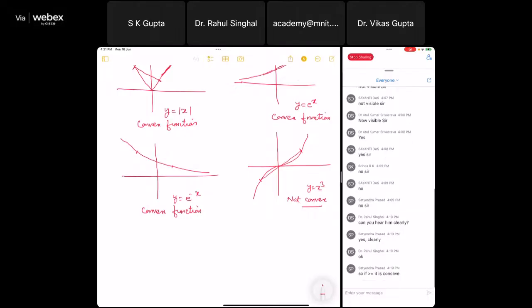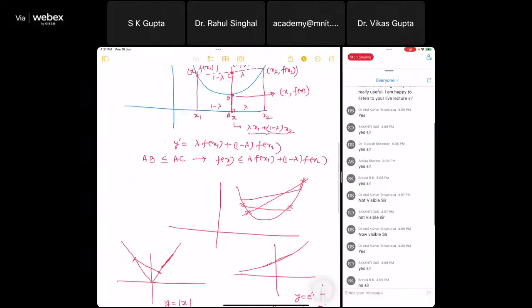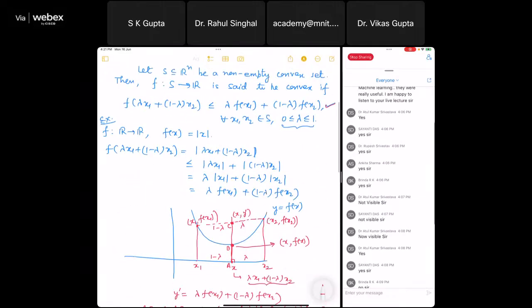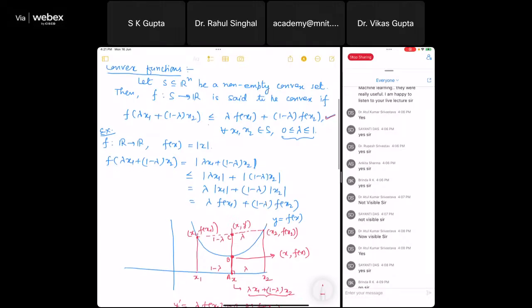Right? So yes, Satyendra, you are right that if this inequality is reversed, if instead of greater than or equal to it is less than or equal to, then the function will be a concave function. Yeah, that's correct.